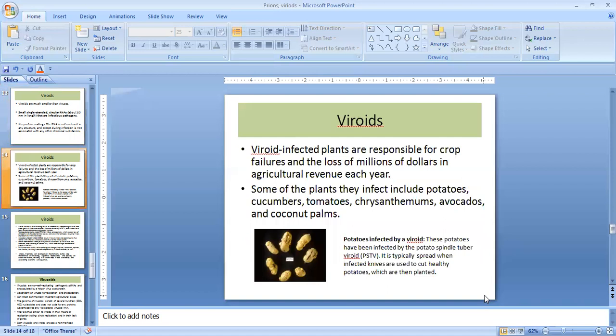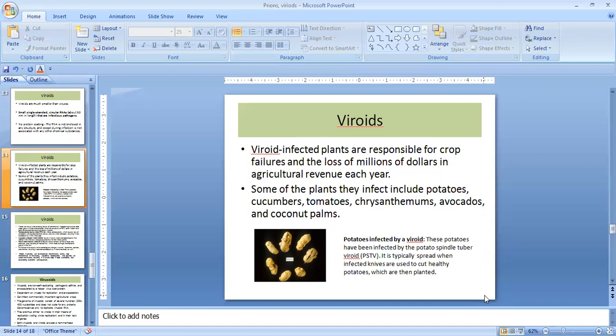And mostly viroids cause large losses to agricultural crops, especially potatoes. They also infect cucumbers, tomatoes, chrysanthemum, avocado, coconut, palms, etc. And the picture shows potatoes infected by a viroid.